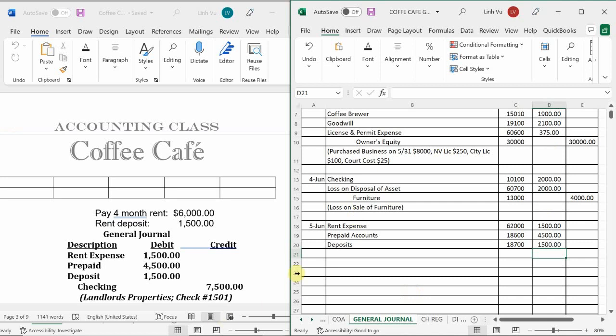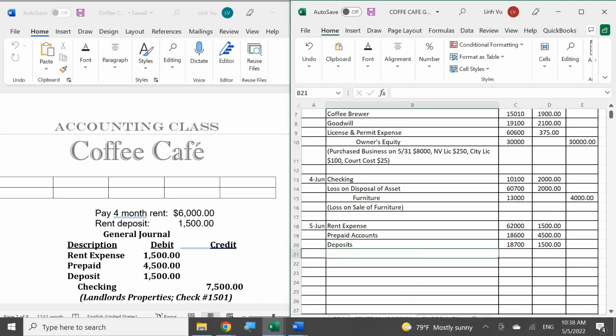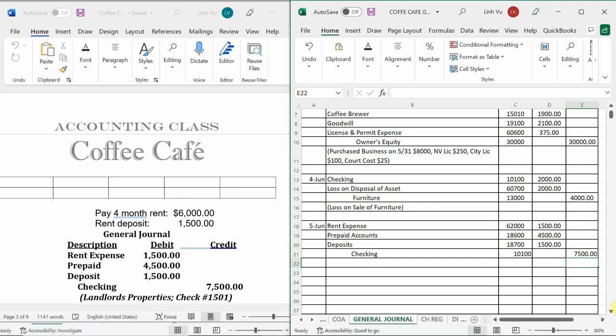So in grand total, right, we said that we're going to pay them with our checking account. We're going to write them a check. So checking, which we already know exists, right? And we're going to pay a grand total of $7,500. Okay? So that's how much we paid for rent.